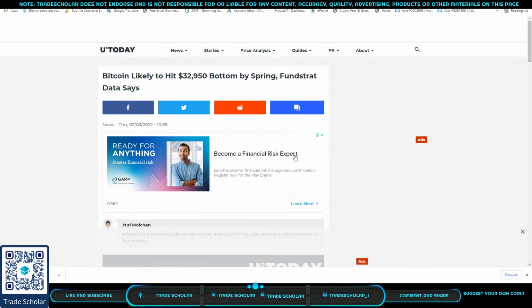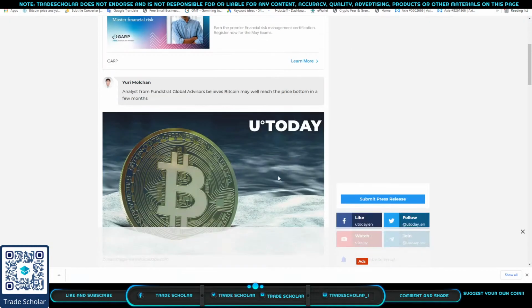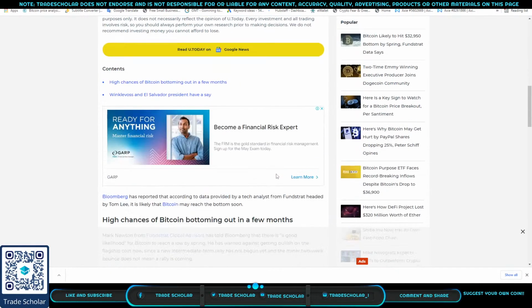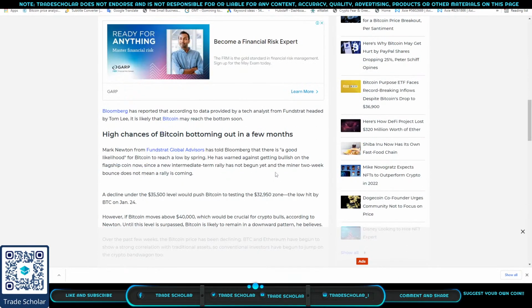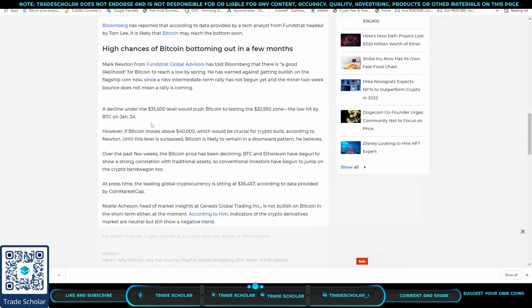Fund strat data says, okay, so it's the fund strat. High chances of Bitcoin bottoming out in a few months. A decline under 35.5 level would push Bitcoin to test 32.95. So if we go below 35.5, then we can test 32. Right now, we are still above.